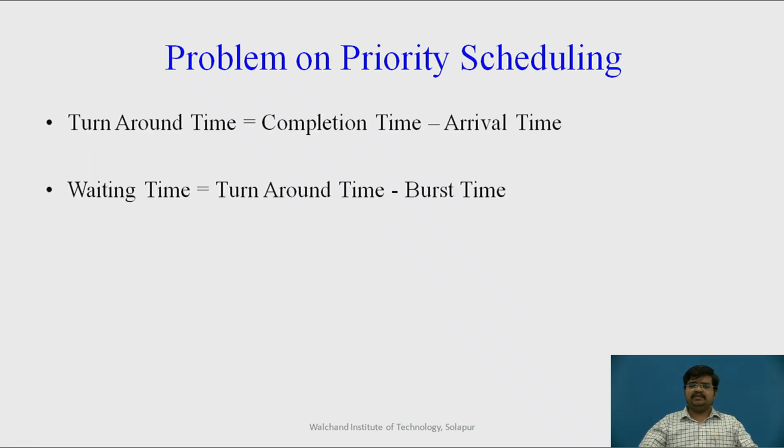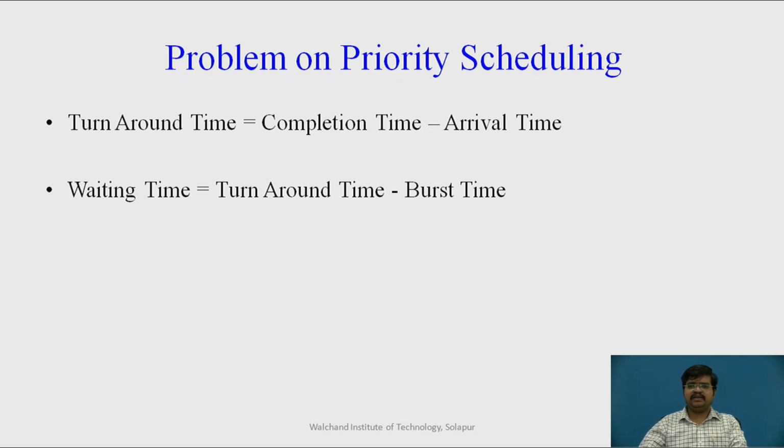Next, these are the two formulas required to calculate turnaround time and waiting time. In this case, we have to calculate completion time, turnaround time and waiting time. To calculate turnaround time, we need completion time minus arrival time. To calculate waiting time, we need turnaround time minus burst time. You can remember these formulas, as they can be used to solve the problem.